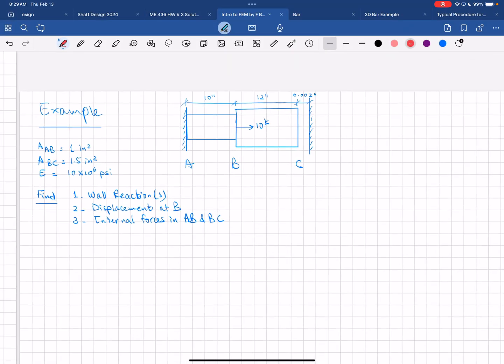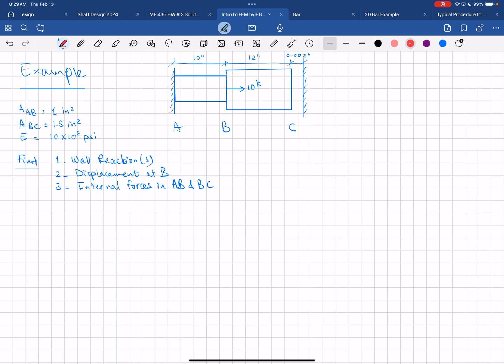So here in this example, we are given, again, AB and BC, two cylindrical rods connected together. We're given the area of AB, area of BC, and modulus of elasticity. We have a 10 kip load applied along the axis of ABC at point B, and we are asked to find the wall reaction, the displacement at B, the internal forces in AB and BC, using the finite element method.